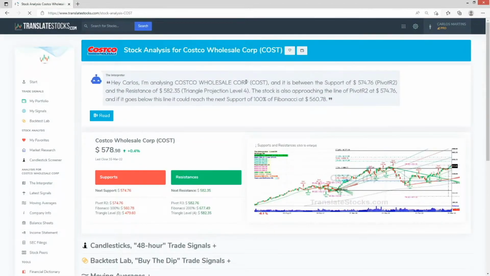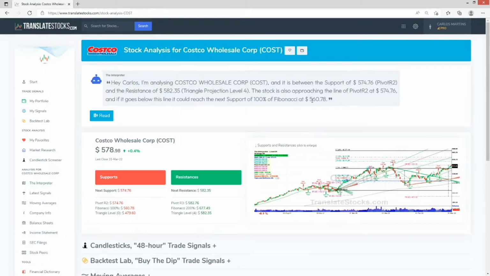When we open up any analysis, on top, the first thing we will see is a written text. It's the interpreter telling us what he is seeing in the analysis. You can click here to listen to this text if you'd like, and click here to cancel. So in this written analysis, the interpreter will always tell us the next support and resistance. And sometimes he might tell us a few different things, like important technical indicators he is seeing, as well as which way the market is leaning towards, if it's more likely to hit the next support, or if it's more likely to hit the next resistance.